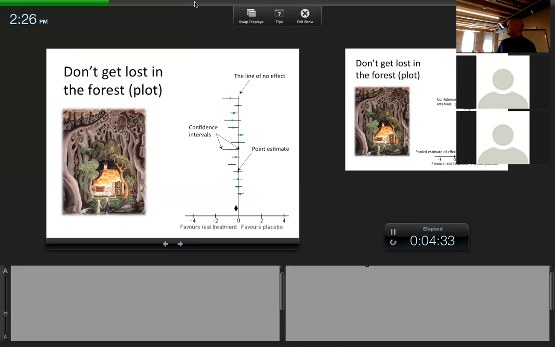What about this one? Well, it did, didn't it? It would be statistically significant. I mean, whether it's clinically meaningful is quite another question, but it's statistically significant, right?